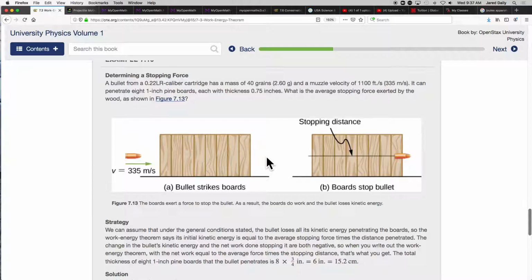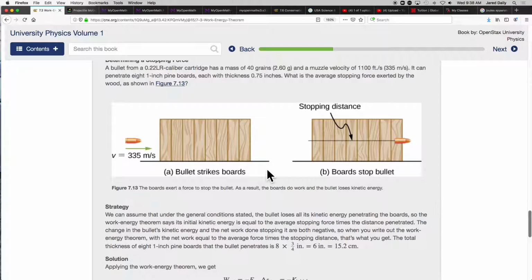How much force is stopping the bullet? Well, force stopping something is like work, right? So we have some kinetic energy to start with. Then at the end, the bullet is going to stop. There's going to be no kinetic energy in the bullet, right?